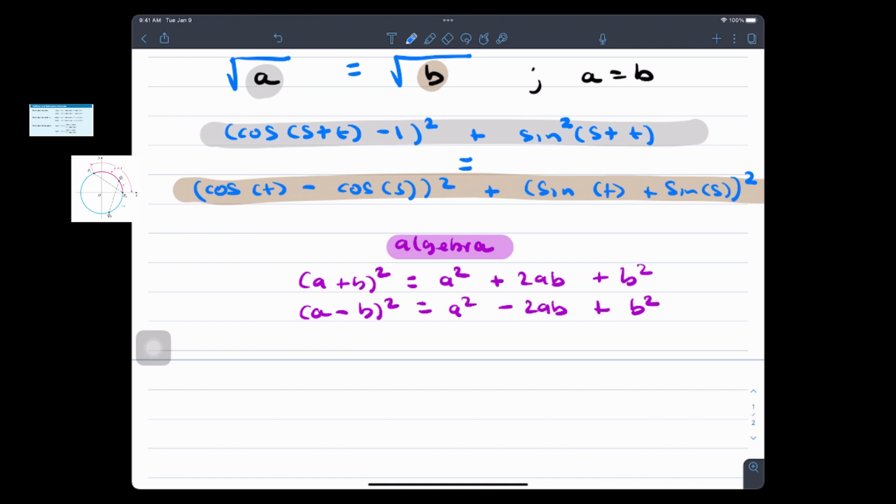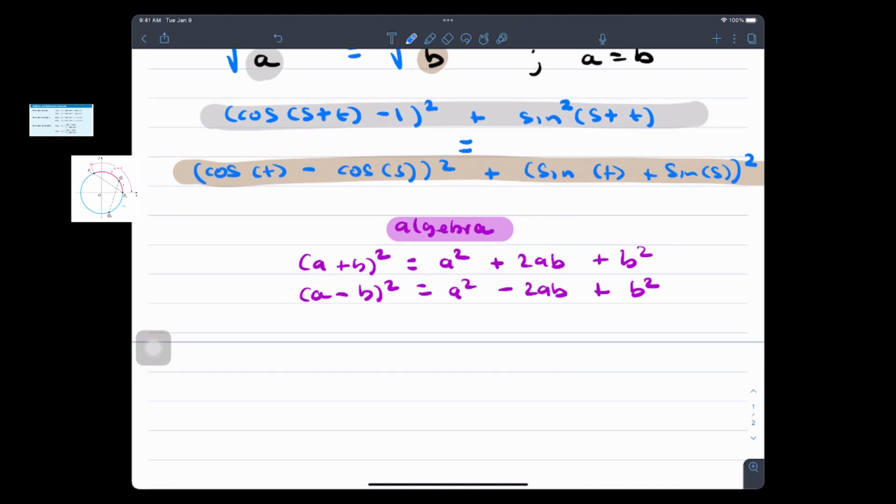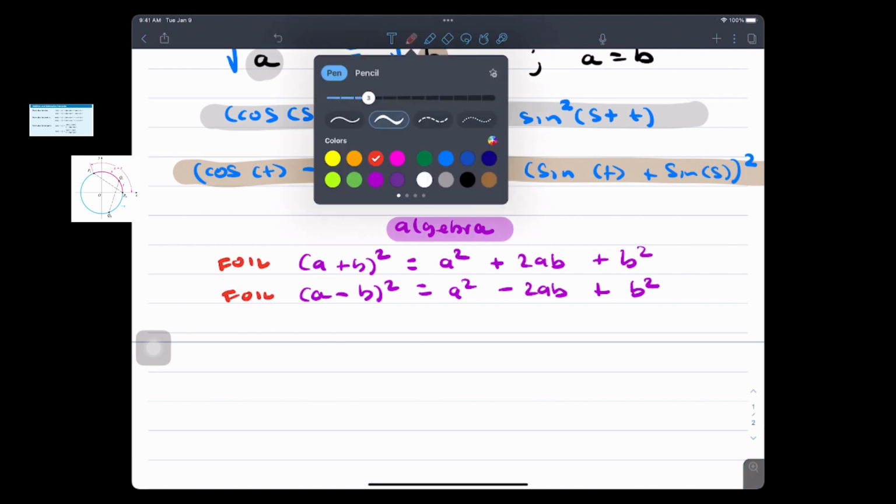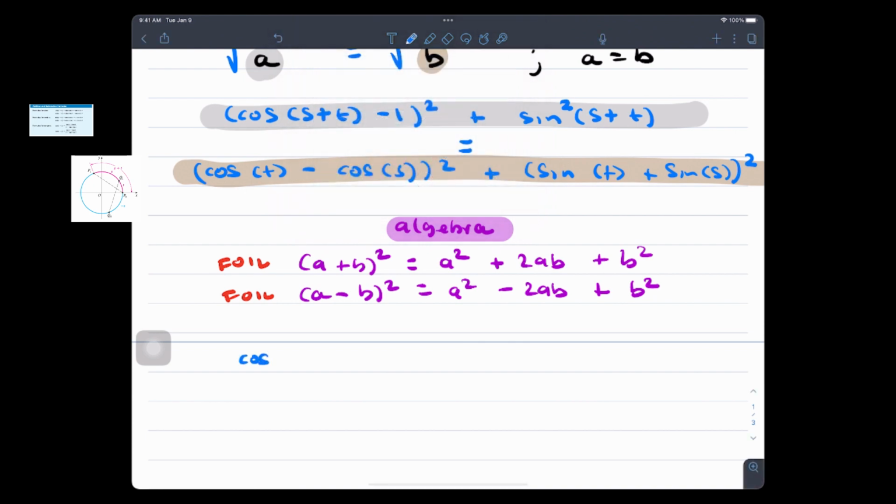So we're going to do the gray portion. We're going to use our FOIL. Remember, this was FOIL from algebra. So let's see what we get by FOIL for each. That's going to be in gray. We got cosine squared of s plus t, minus 2 cosine of s plus t, plus 1 squared, plus sine squared of s plus t. This is the gray that we have.